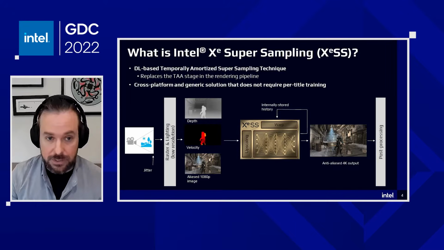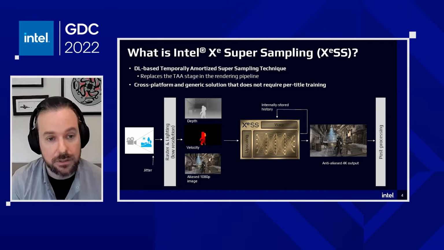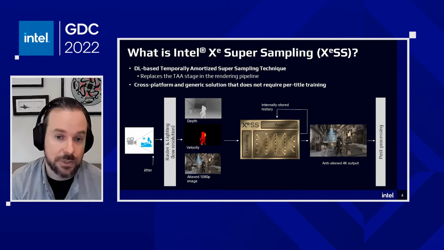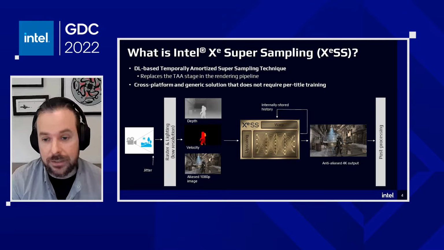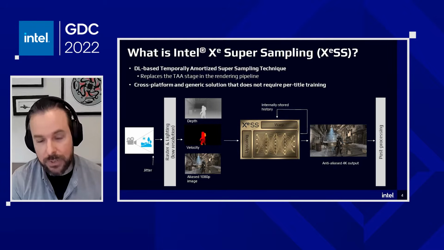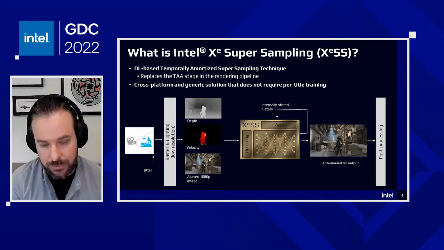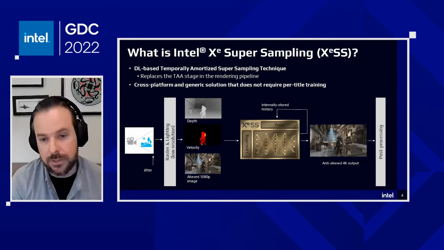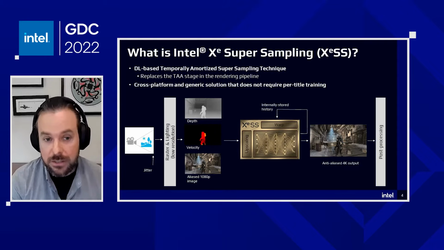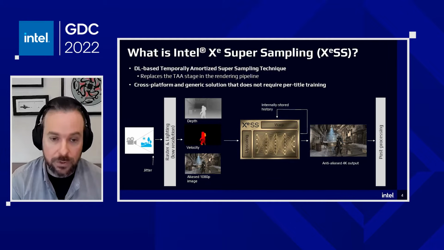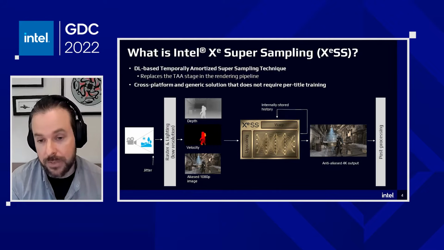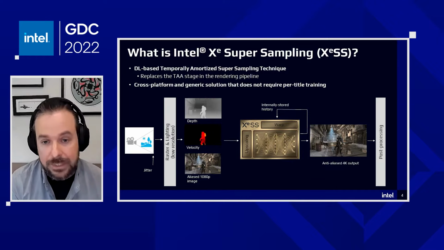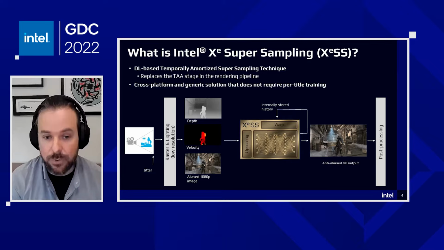So what is XeSS? XeSS is a deep learning-based, temporally amortized supersampling technique. For those familiar with TAA, it replaces TAA in the rendering pipeline, and it has a very similar set of inputs and outputs. So conceptually, it's quite easy to make the jump from TAA to XeSS. XeSS is a cross-platform solution. It works not only on Intel, though on Intel it has some benefits that Hisham will be talking about. It's also a generic solution that doesn't require per-title training, so it would work out of the box for any title.